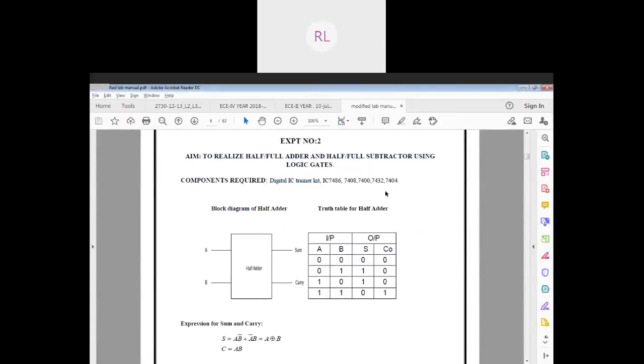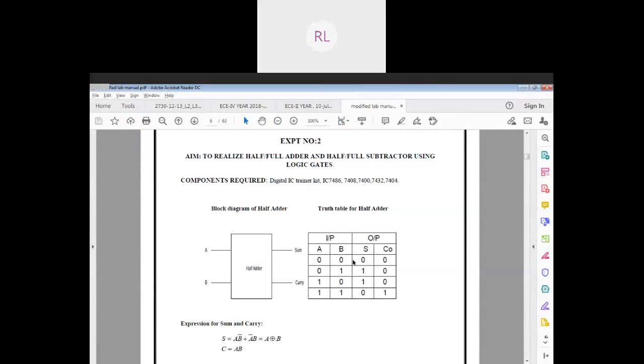Then the components required will be your IC trainer kit, and then you will need ICs 7486, 7408, 7400, 32 and 04. So I think you all know by now what these numbers correspond to, isn't it? Last lab we have seen those.